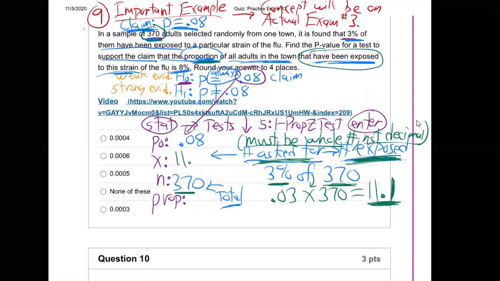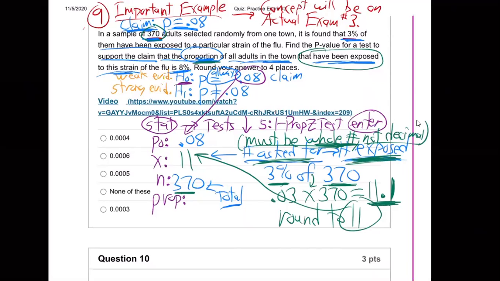Can I put 11.1 here? No. No, it's got to be a whole number. So what do we do? You round it, right? Round to 11. That's the part. I don't want you to be confused about that on the exam. There is one like this on the exam. That's the first thing. There's something else coming.